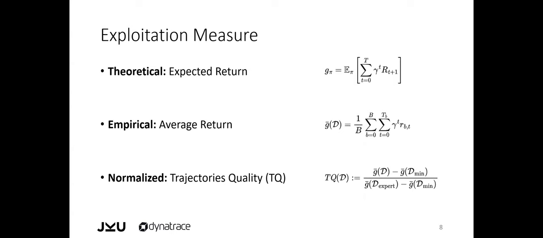Finding a measure of exploitation is rather simple, because we know the expected return already tells us how much the policy exploits the environment. Empirically, we can estimate it using the average return, and as we assume to have multiple datasets on the same environment, we can just normalize through them, which we call the trajectory quality.